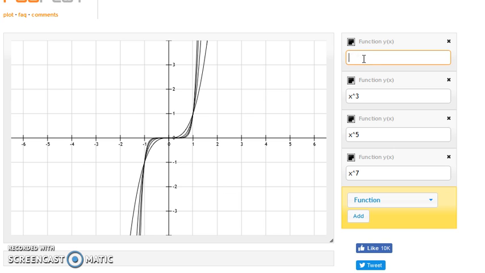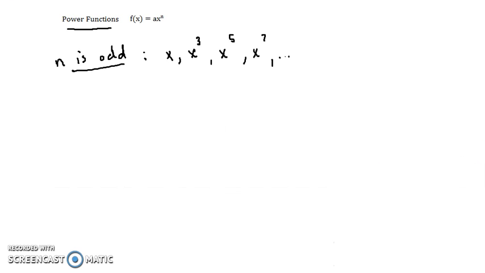So they all pretty much look like x cubed with the exception of x. It's got no bend to it at all, but you guys already know what that one looks like. So all of the other odd functions are going to look like x cubed. They're going to get flatter through the middle the higher the exponent is. Okay, so let's go back to here. So if n is odd, we know that these are going to look like x cubed. It gets flatter in the middle and steeper on the side.